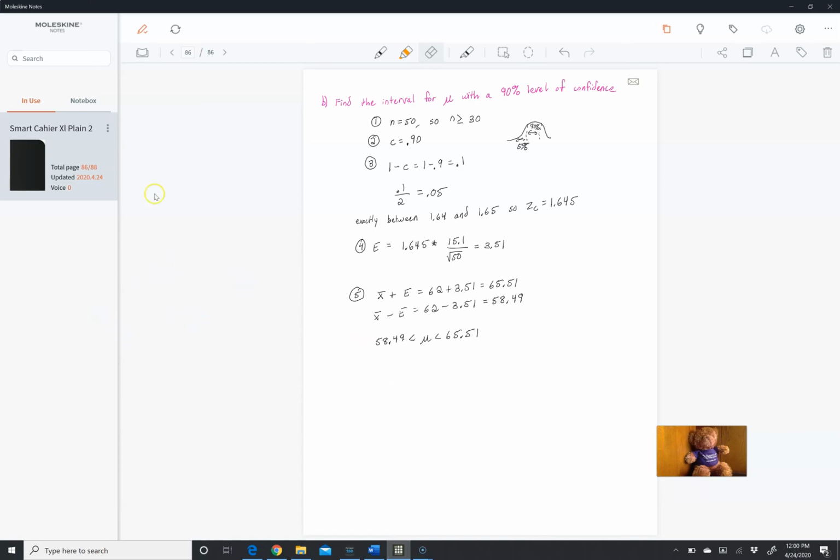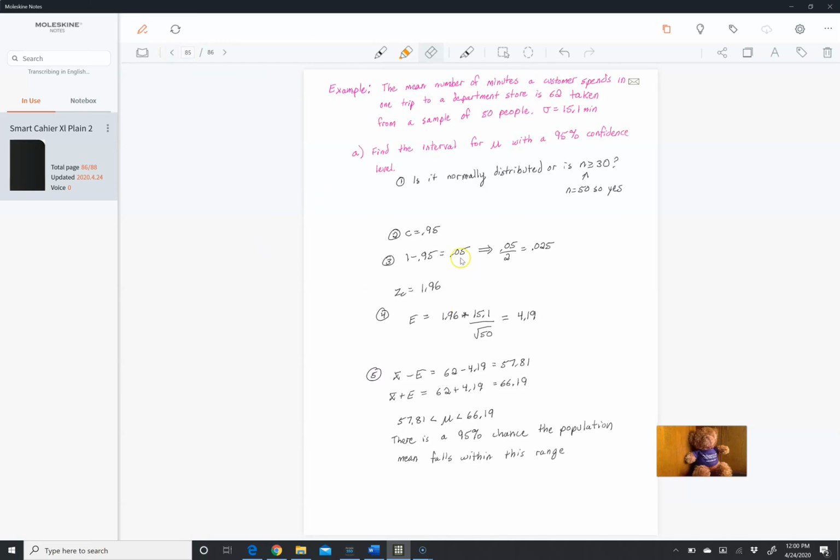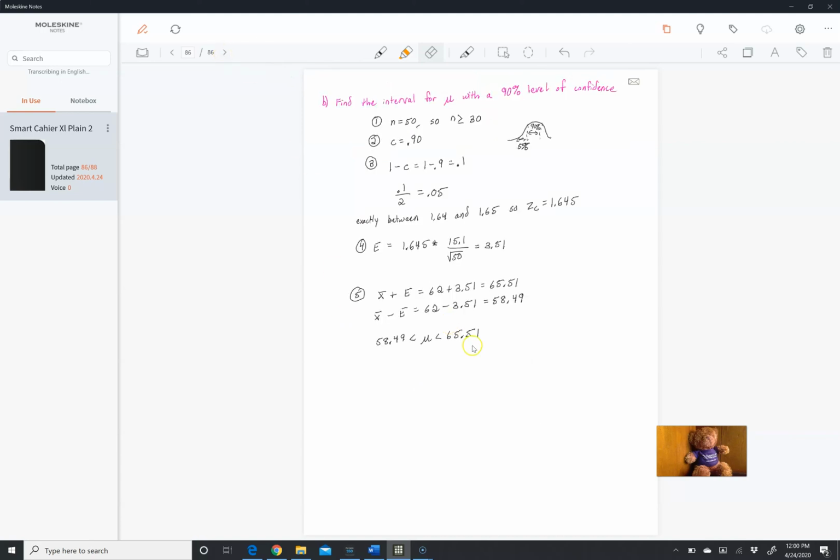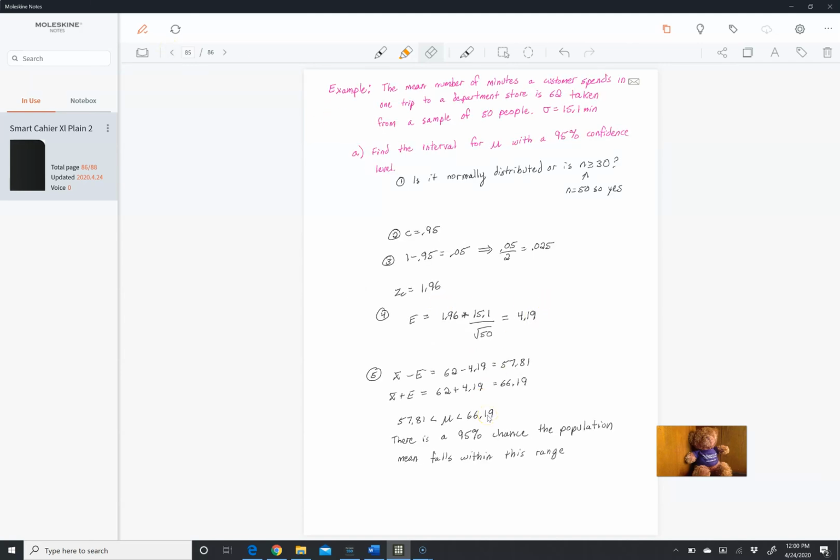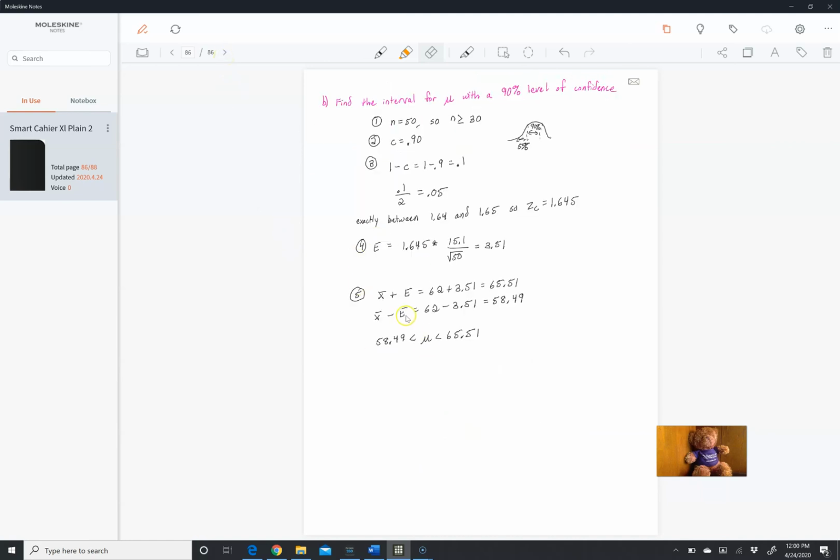So let's go back and look at what we found before. This interval starts at 58.49. The previous interval starts at 57.81, which is earlier. This interval ended at 65.51. The previous one ended at 66.19. So there's only a 90% chance that it falls within a smaller interval. This interval is smaller, okay? That kind of makes sense, right? The bigger the interval, the more sure that we're going to be that it falls within that interval.